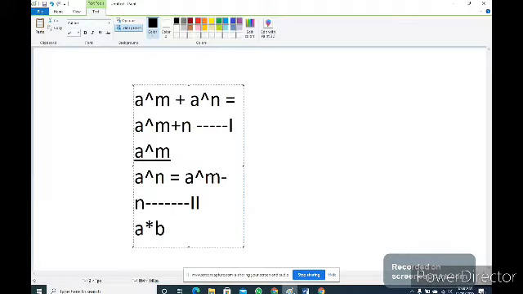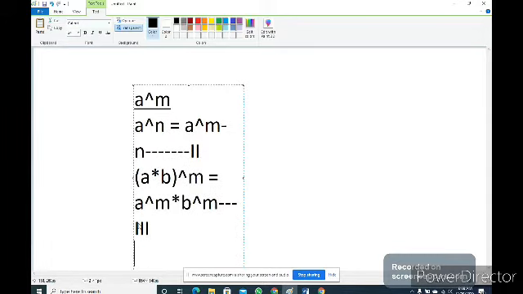Let's continue. When you are given a into b whole to the power of m, the solution will be, the third law consists of, a to the power of m into b to the power of m. That's the main rule. So if you are given a into b whole to the power of square, what we need to do is a square into b square. This is known as the third law.